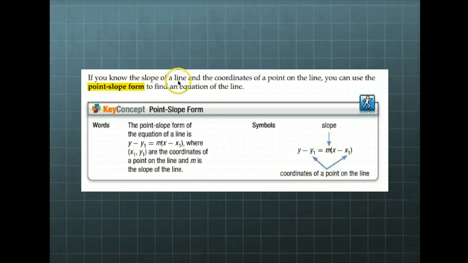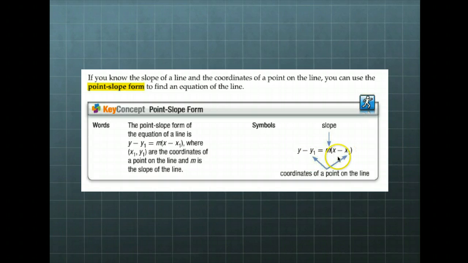Now, if you know the slope of a line and the coordinates of a point on a line, you can use point-slope. So you noticed point-slope. That's why it's called point-slope form. So here's the equation you need to use to find the point-slope form. Make sure you have this in your notes.